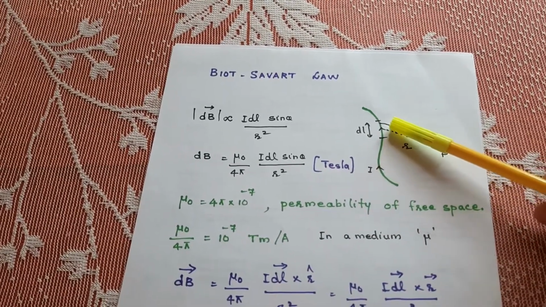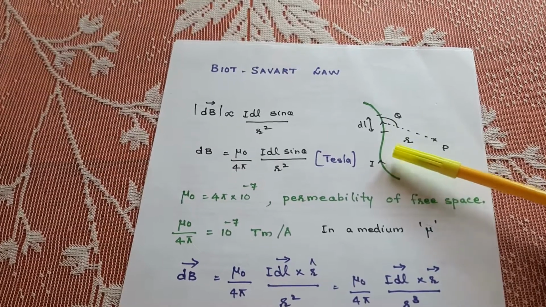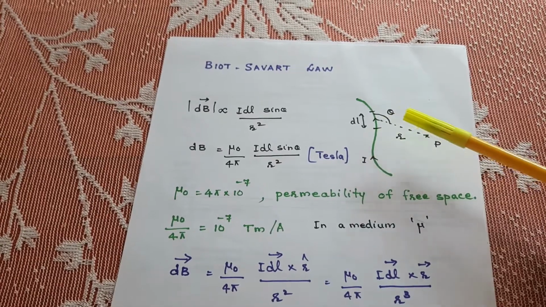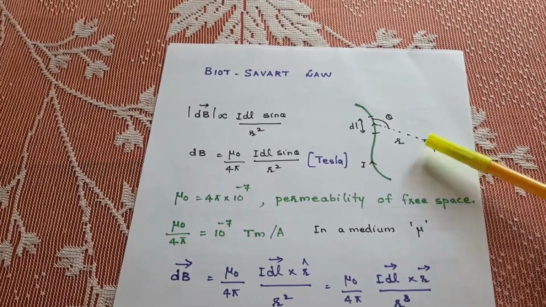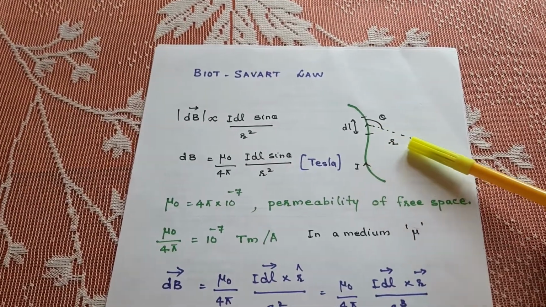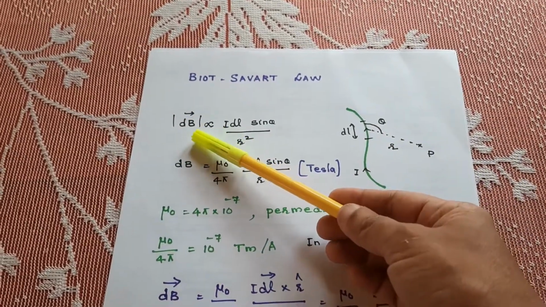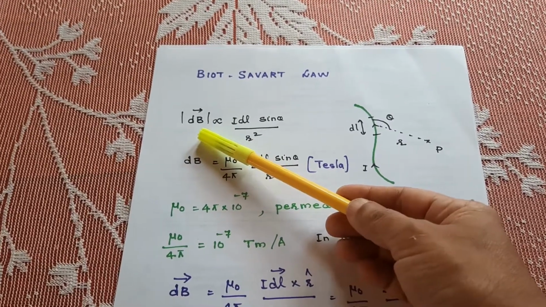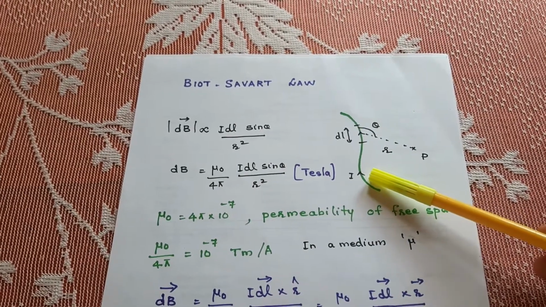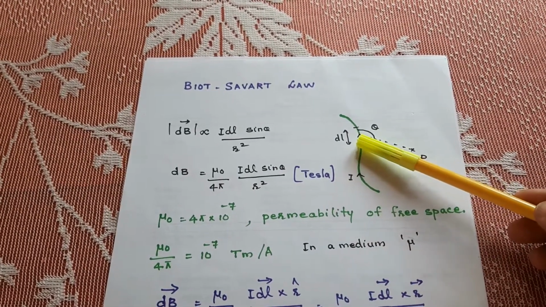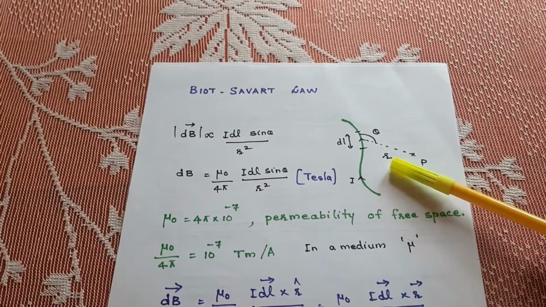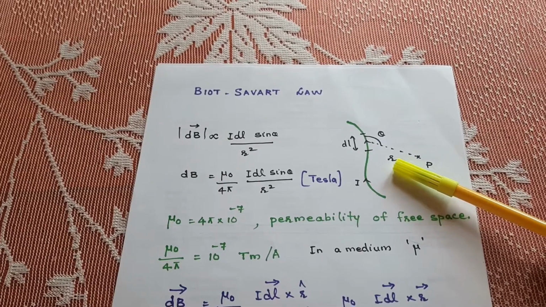We are considering a very small element of a current-carrying conductor of length dl. To find the field at P at a distance r from the element, the field at P is represented by dB. The magnitude of the field is directly proportional to the current through the conductor, length of the element, sine theta, and inversely proportional to square of the distance r square.